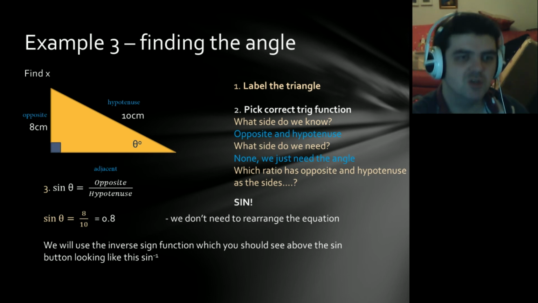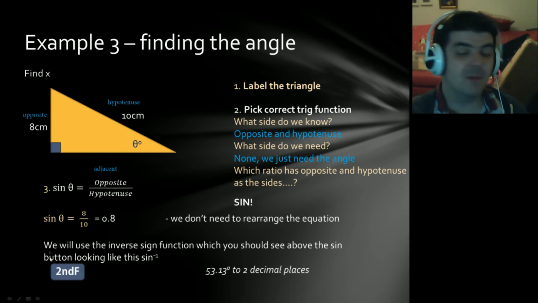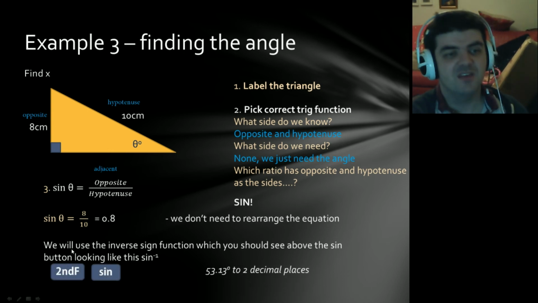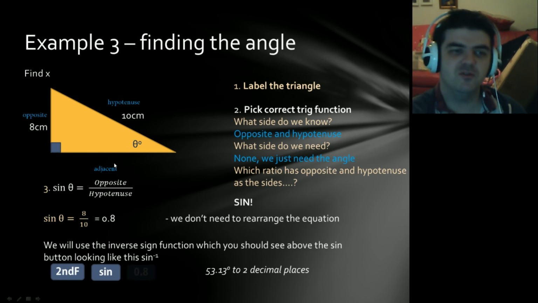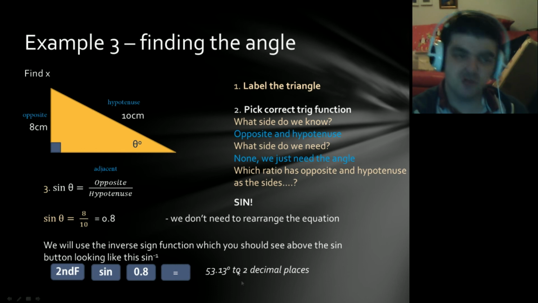Which you should see above the sine button, and it looks like that, sine to the -1. Using your knowledge of indices there, if you remember any. 1 over sine, blah blah blah. Okay. So the way that works in the calculator is like this. You do second function, or it might be shift on your calculator. Sine gets the wee thing to be sine to -1, and you do 0.8 and equals, and you should get 53.13 to 2 decimal places.